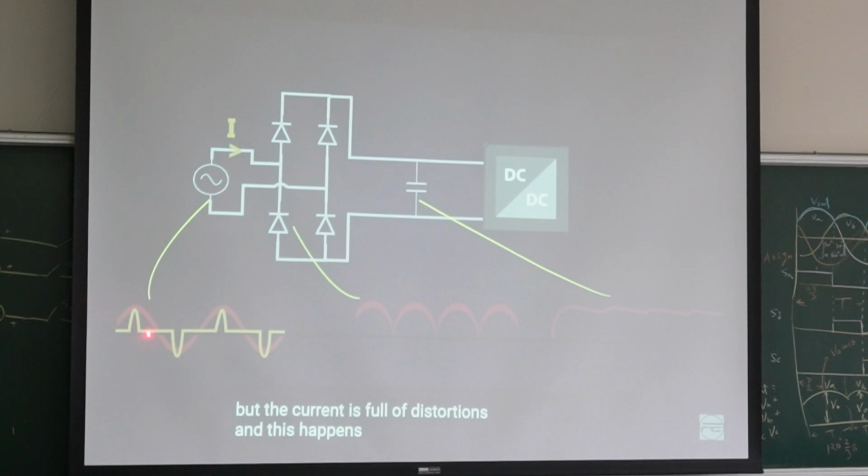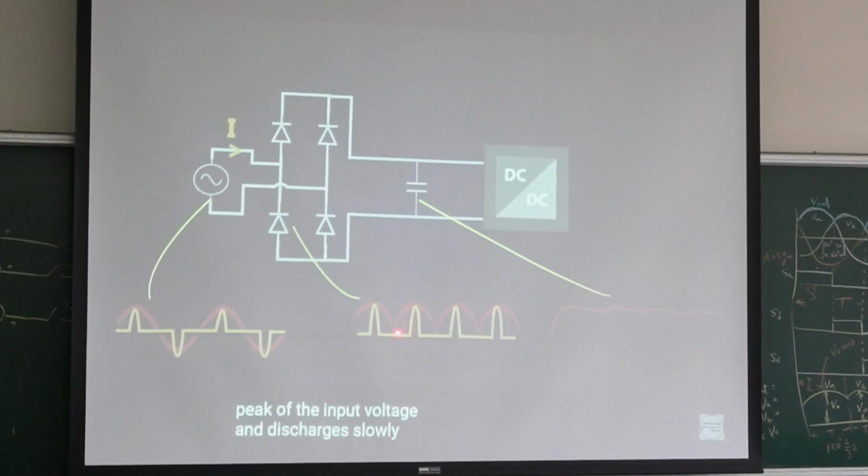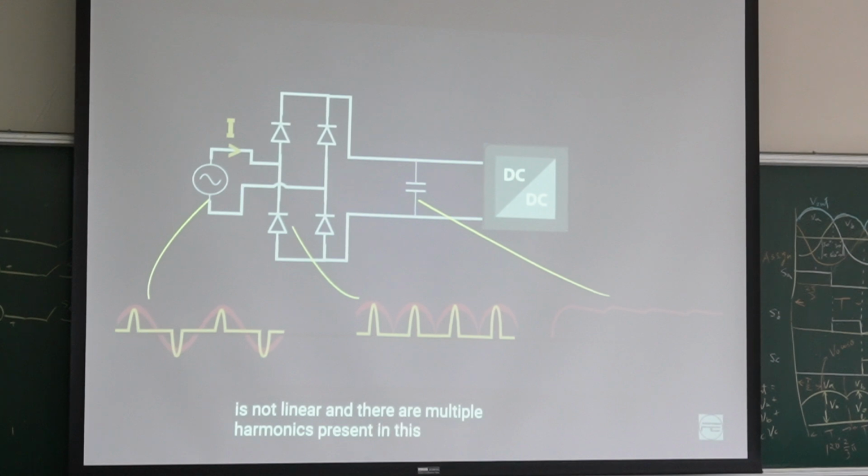And this happens because of the capacitor. This capacitor charges quickly at the peak of the input voltage. You can see the current is like this. It is discontinuous. It is not a sinusoidal waveform. And there are multiple harmonics present in this current wave.